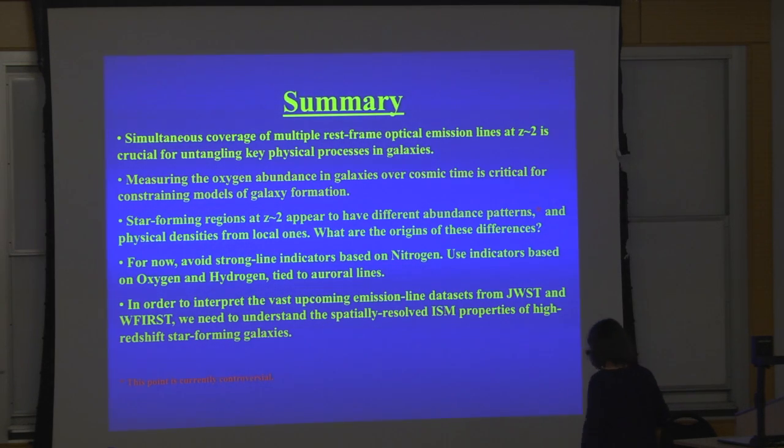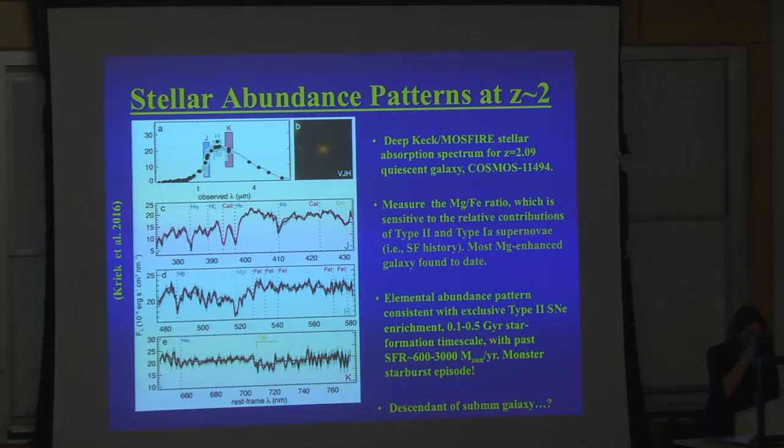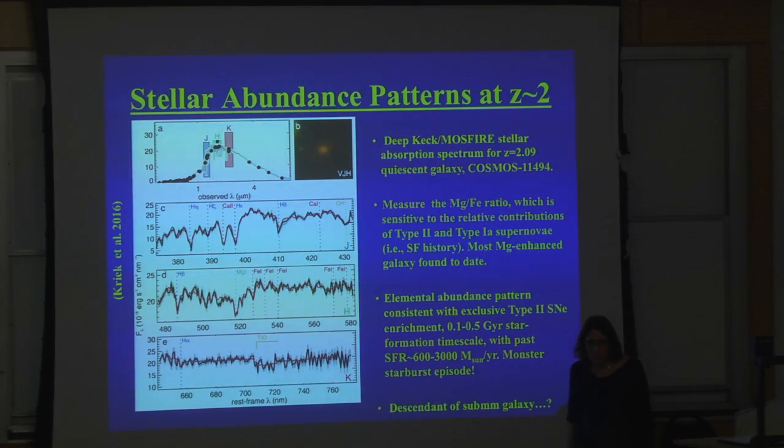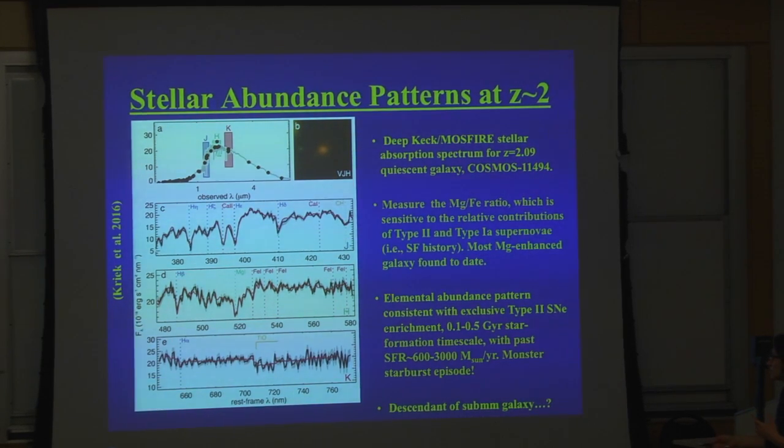Okay, so let me just put up something really fun. That's the last thing I'm going to do. I'm not even going to talk about it. But one of the things that MOSFIRE has enabled that was just basically impossible before MOSFIRE was the ability to do absorption line spectroscopy at high redshift. Okay, so here we have enough signal that we actually can look at the continuum. Okay, these are nanometers here, and look at stellar absorption lines.